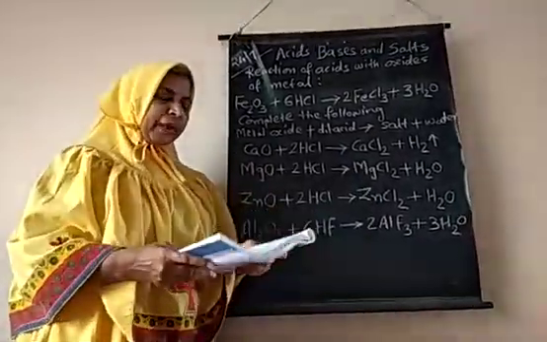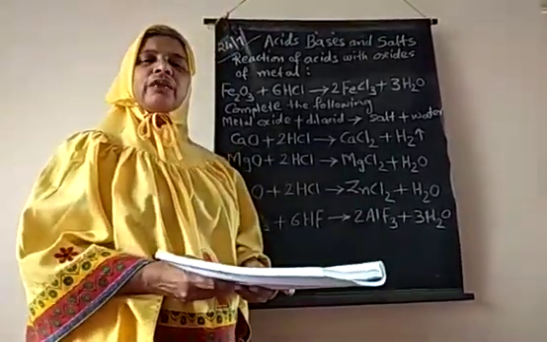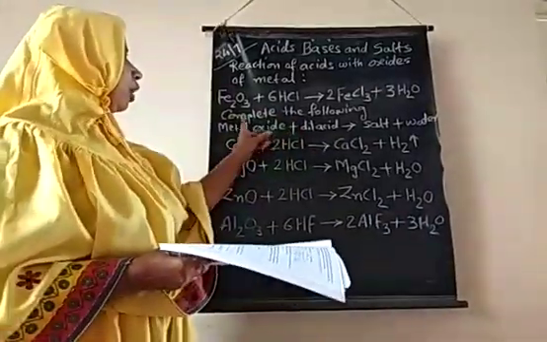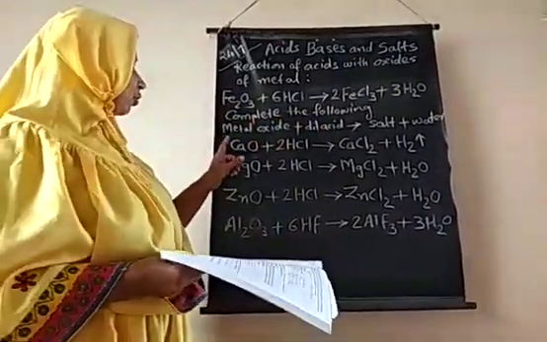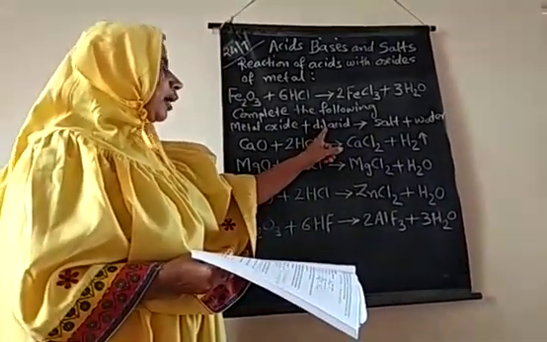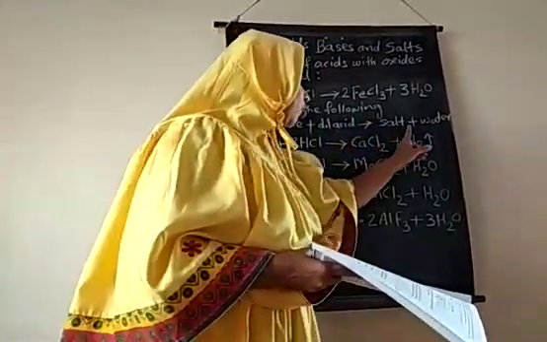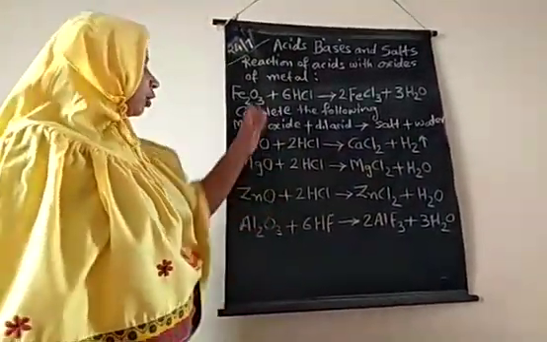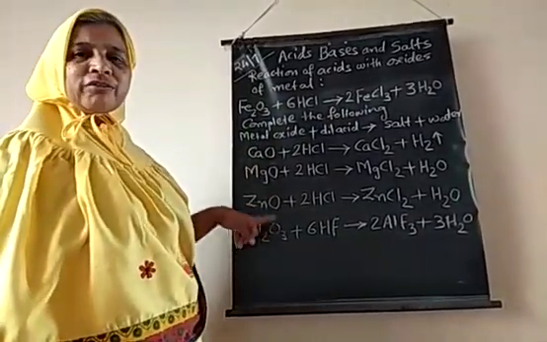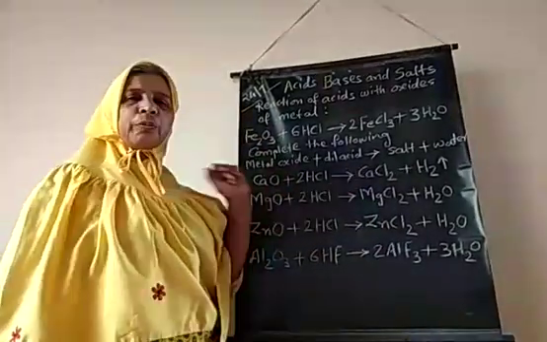Now on the next page, complete the following reactions. Some reactions are given in the form of fill in the blanks. Those reactions I had given here. Complete the following reactions. Metal oxides, when they react with dilute hydrochloric acid, or dilute acid of any type, give a corresponding salt and water. This example is explained. On the basis of this one, the other metal oxides react with hydrochloric acid to form corresponding salts.